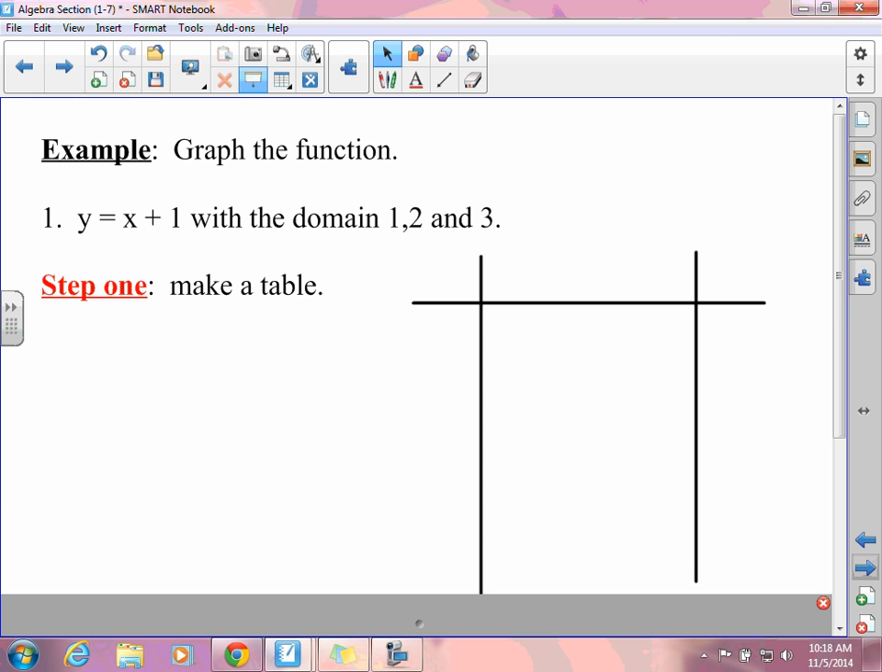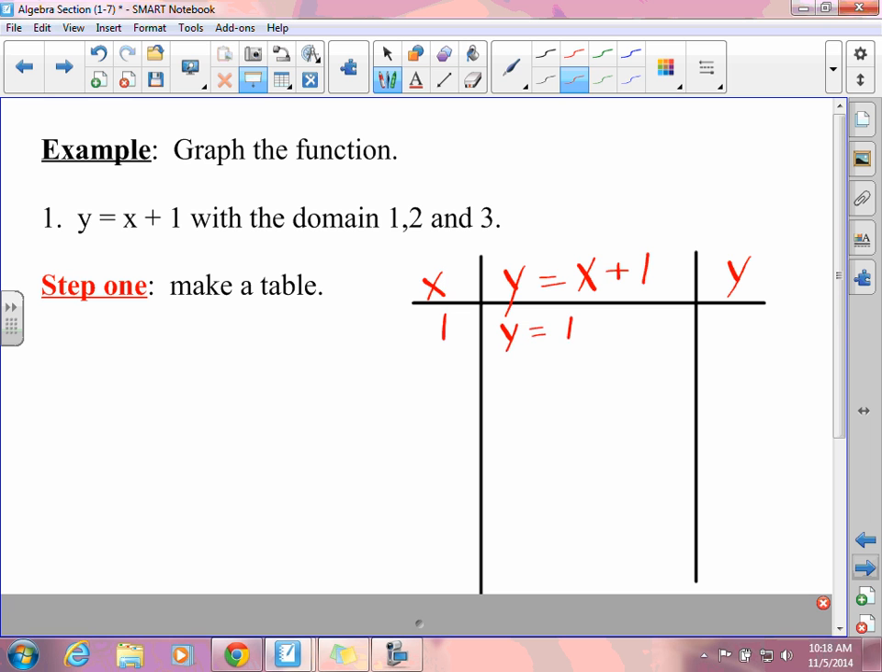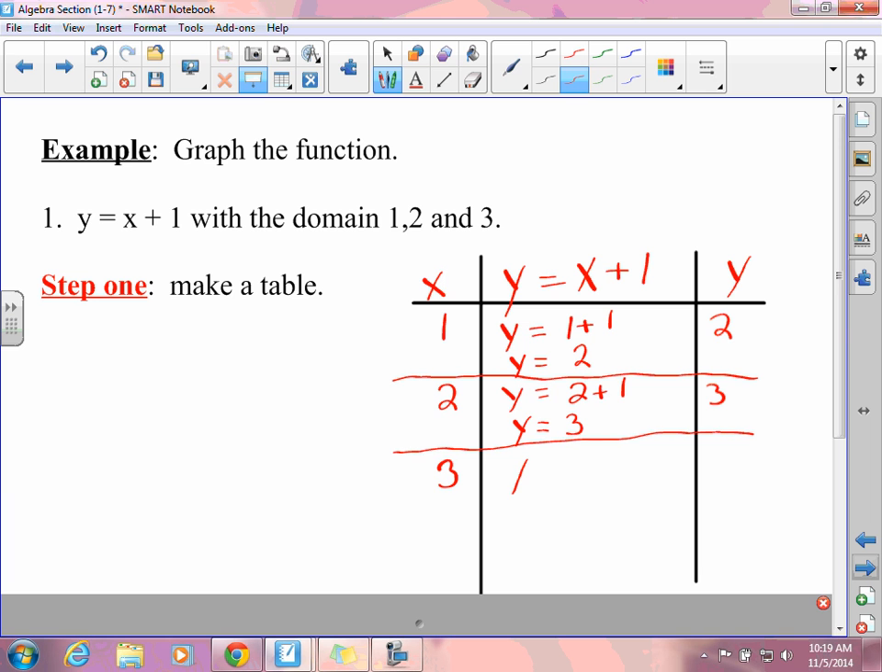Right? So I've got an x. I've got y equals x plus 1. I got my y, and I'm going to plug in my domains. So 1, y equals 1 plus 1, answer's 2. Draw my line across. Notice that kind of separates your work. It really helps with organization. 2, y equals 2 plus 1, y equals 3. And finally, I'm going to plug in 3. Now, did I choose my domain? Did I choose 1, 2, and 3? I did not, did I? Okay.